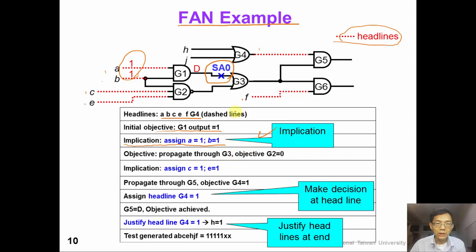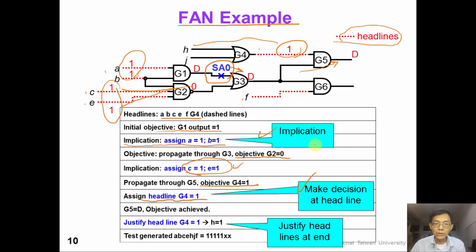And then the objective is to propagate the fault effect through G3. So we want to control the output of G2 to 0. Similarly, using implication, we know that C and E must be 1. And then we want to propagate this fault effect through G5. So we want to control the output of G4 to 1. Because this is a head line, we just directly assign the G4 output to 1. We don't need to go to the primary input because FAN makes decisions at the head line.